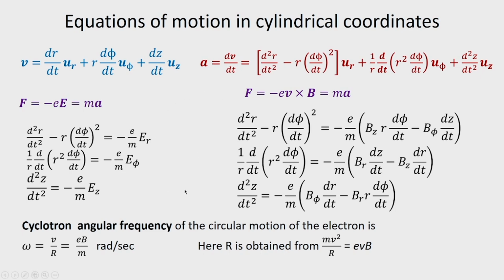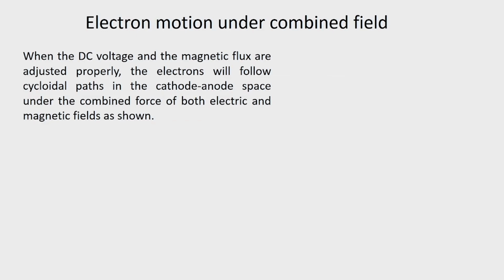Now, having discussed these basics, we can now move on to study the electron motion under combined fields. So, in our magnetron, we have both the applied electric field, which is radial, and the applied magnetic field, which is along the axis. So, an electron will move under the influence of both the fields. When the DC voltage and magnetic flux are adjusted properly, the electrons will follow a cycloidal path in the cathode anode space under the combined force of both electric and magnetic fields as shown.